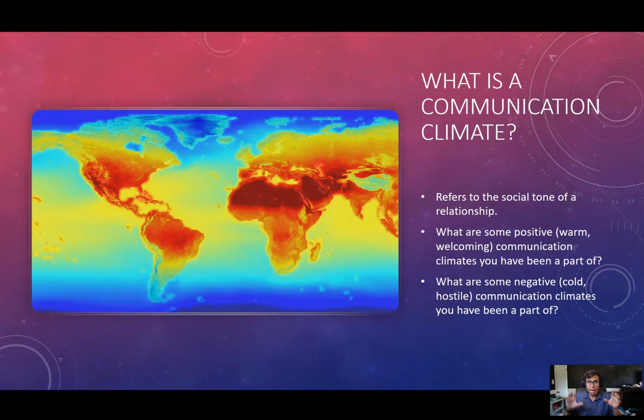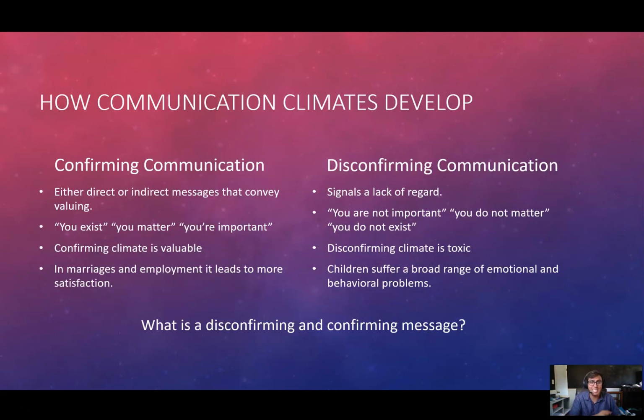So, how do we develop confirming or positive or warm climates, or negative and cold climates? We do it through confirming and disconfirming communication, respectively. Confirming communication, either directly or indirectly, communicates a message of value, that you exist, you matter, you're important, and the confirming climate is valuable, that there are many ways that we can benefit from warm confirming communication climates.